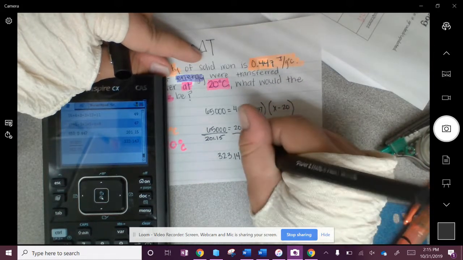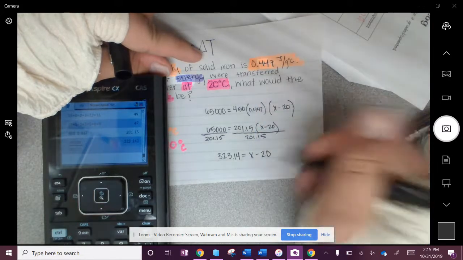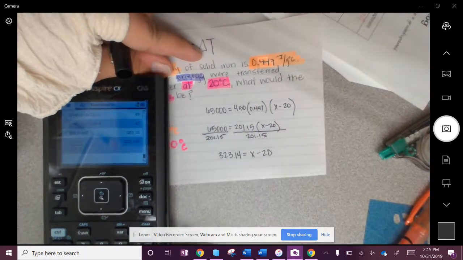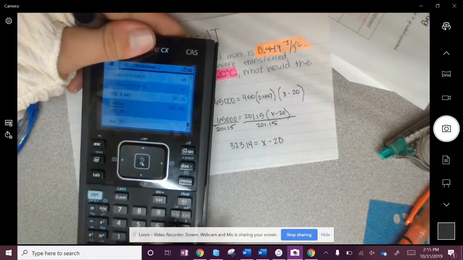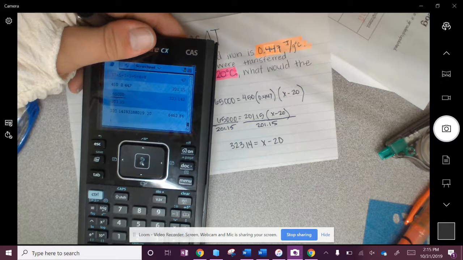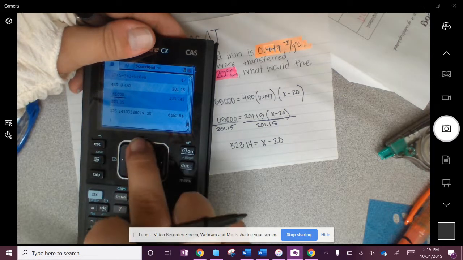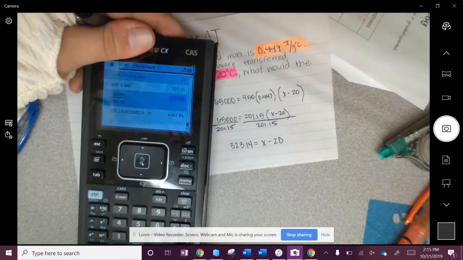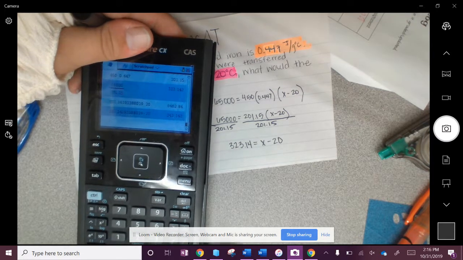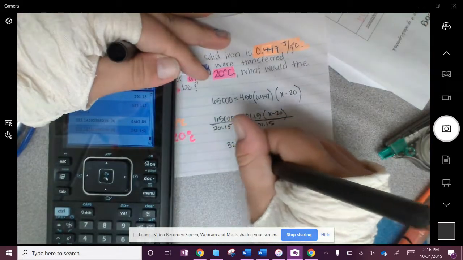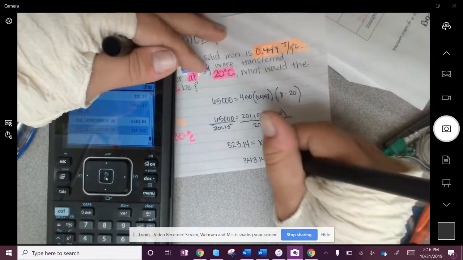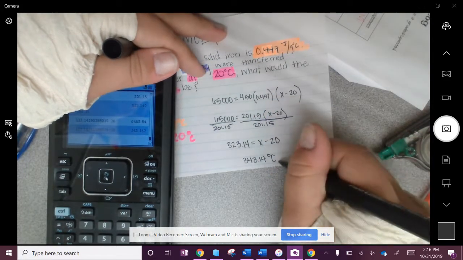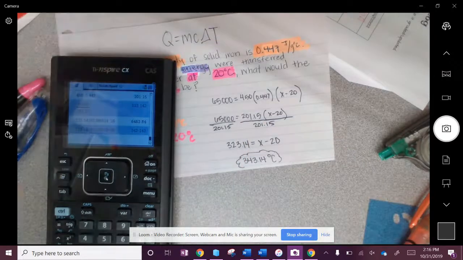And that equals x minus 20. So now to get x by itself, I just add 20. And again, I'm not going to retype that number. I'm just going to push plus and then 20. And I get, oops, I did multiplied by 20. Whoopsie. I'm going to do 323 again. So I just pulled it from up there, plus 20. Oh, much better. So I have 343.14. And then the units for this one are degrees Celsius. And that is our final answer.